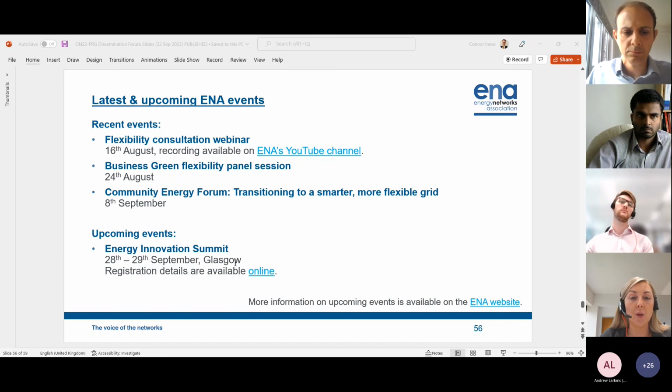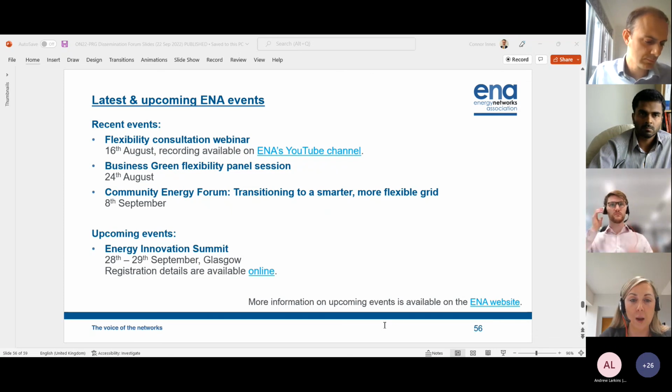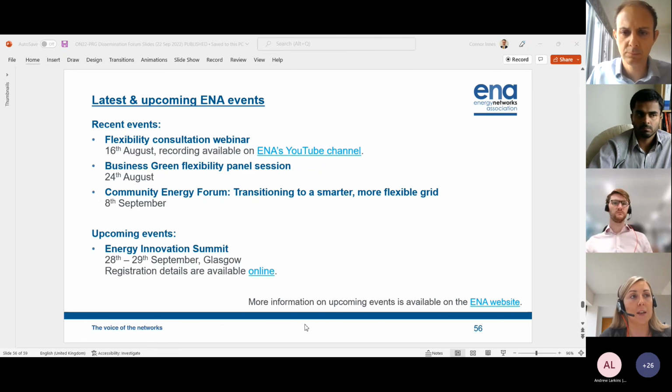And then in terms of upcoming events, we've got our Energy Innovation Summit. For those of you who are perhaps in Scotland or near Glasgow, this is our first in-person innovation event, I think, for a couple of years now. It's really, really exciting for us. It's going to be at the SEC in Glasgow, and we've got a packed agenda, and you can still sign up for that over the next few days, I think right up until Monday or Tuesday next week. So do feel free to do so.